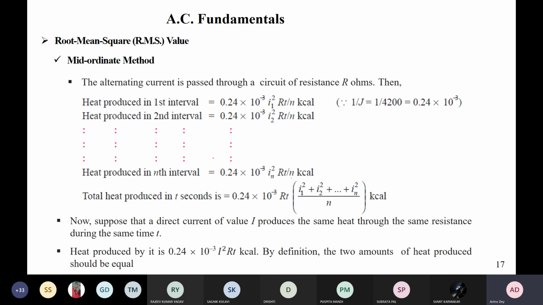Then the second interval, then nth intervals like this. So once you add them up, you get this as your effective heating effect, and then that will be equal to I_DC square. So I_DC will be equal to the root of this RMS value. I mean, this is your RMS value because it is the root of the mean, where 1 by n is the mean of the square. So that is how we can get it, which is called the mid-ordinate method.